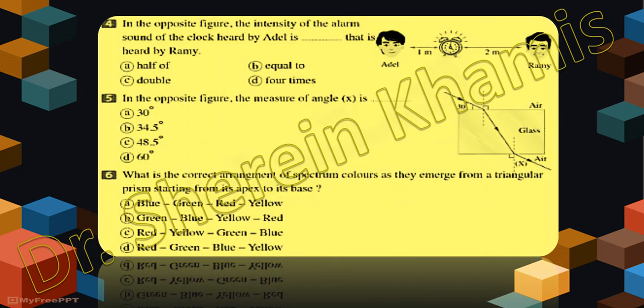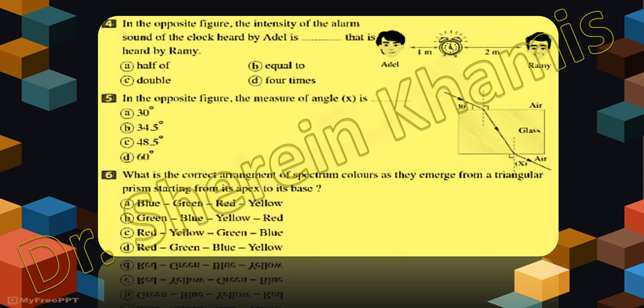Okay, let's go into question 4. Question 4 says that in the opposite figure, the intensity of the alarm clock sound heard by Adil is what that heard by Rami. Okay, Adil is at a distance that is half the distance of Rami from the pendulum arm of the clock. So the intensity of sound heard by Adil is half, or equal to, or double, or 4 times.